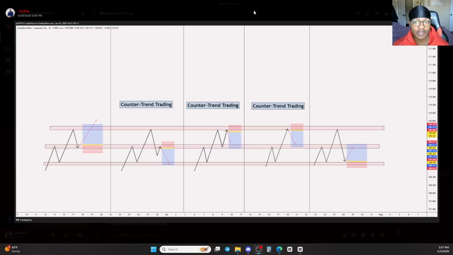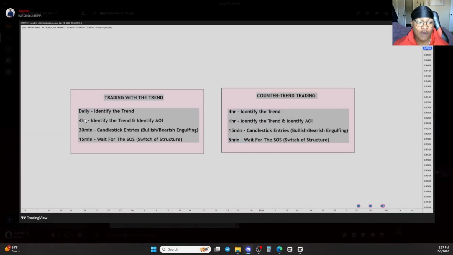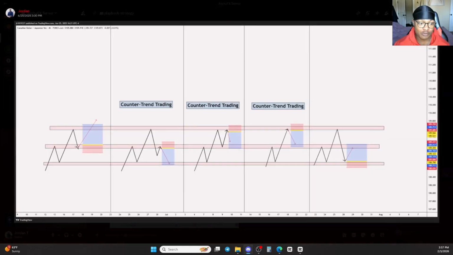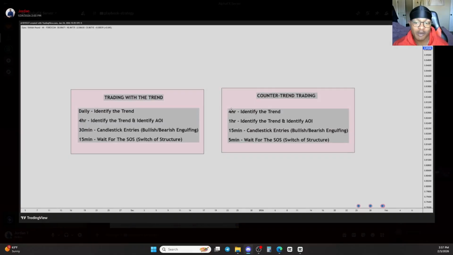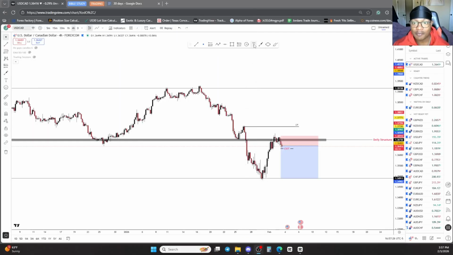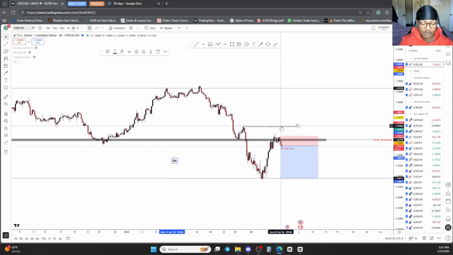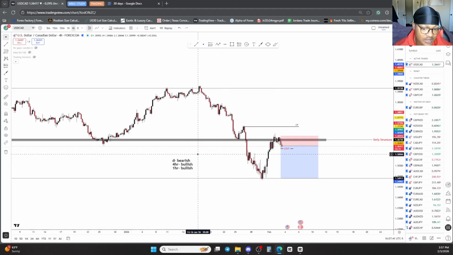Once I'm able to identify that, now I use my 4 hour to see if I'm in sync with the daily. If the 4 hour is not in sync with the daily, but I'm at my daily structure point, at either my recent ceiling to floor, or my ceiling or my floor, now I can take some type of counter trend setup based off of my 4 hour and my 1 hour being in sync. I only need 2 time frames to be in sync. So if my daily is telling me bearish, my 4 hour is telling me bullish, and my 1 hour is telling me bullish, I'm trading my 4 hour and my 1 hour. I wouldn't be trading the daily time frame. I will only be taking a trade from the daily structure point.